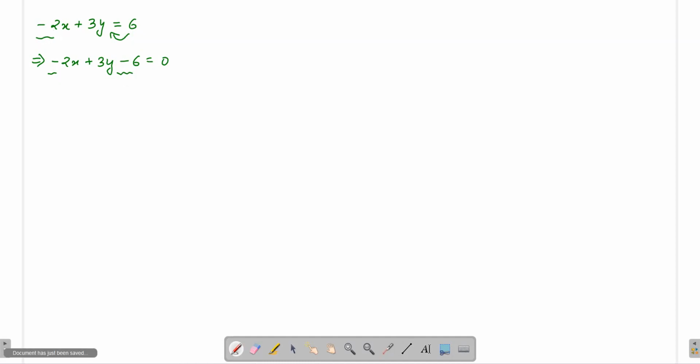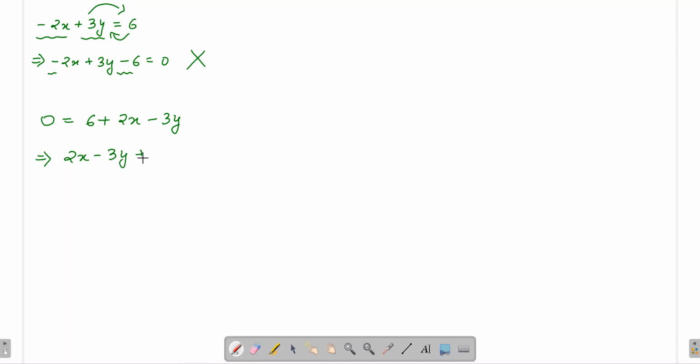We can shift this minus 2x and plus 3y both towards the right hand side. Then instead of doing this, what will I do? I leave 0 over here. Here I'll be getting 6. Minus 2x will change to plus 2x, and then this plus 3y will change to minus 3y, which once again in standard form can be written as 2x minus 3y plus 6 is equals to 0.